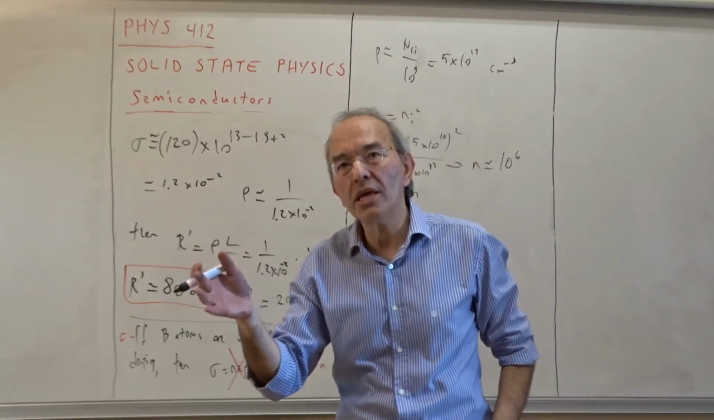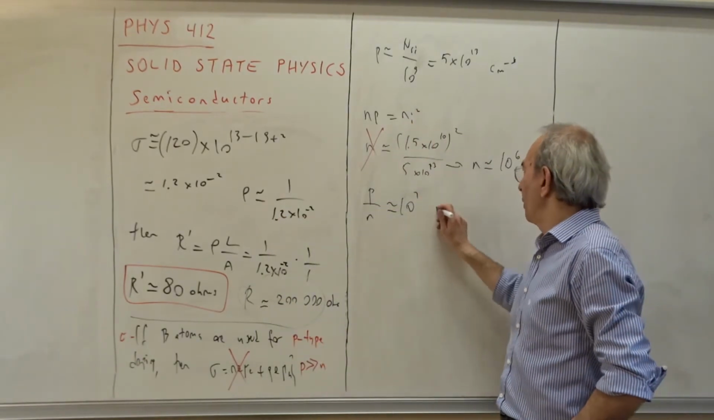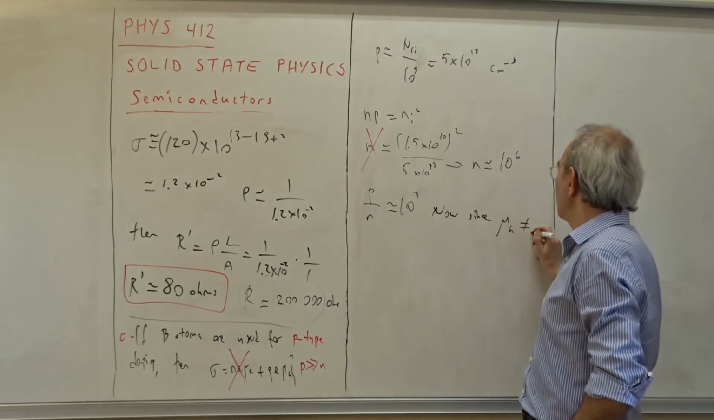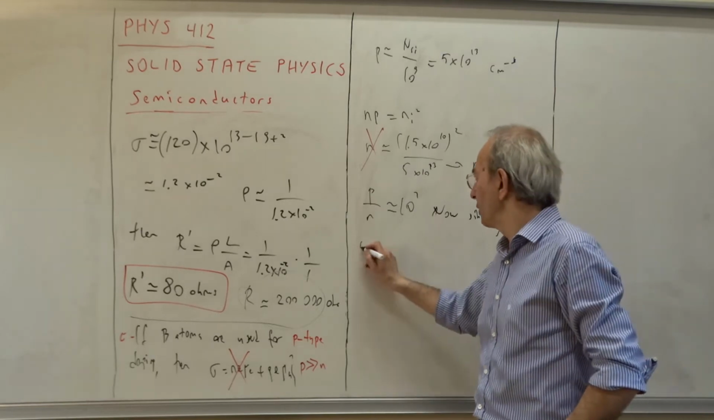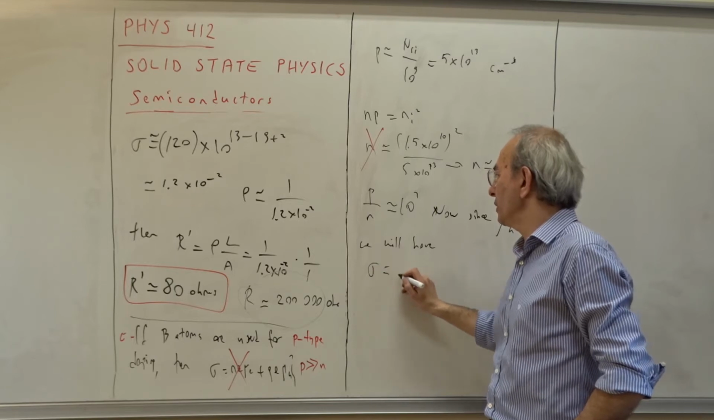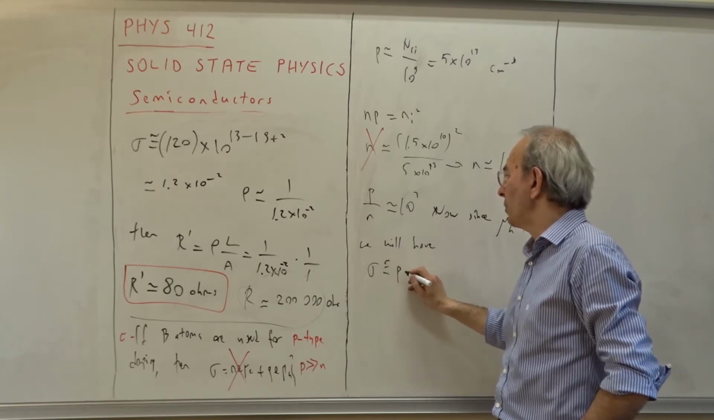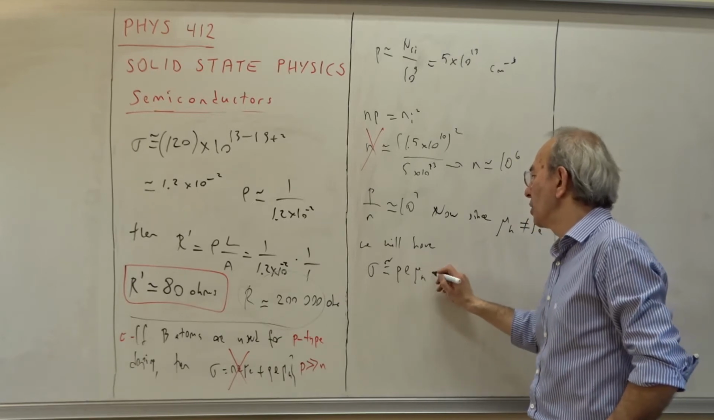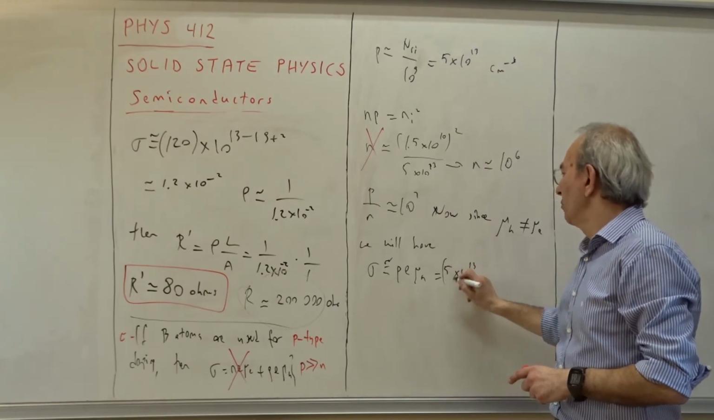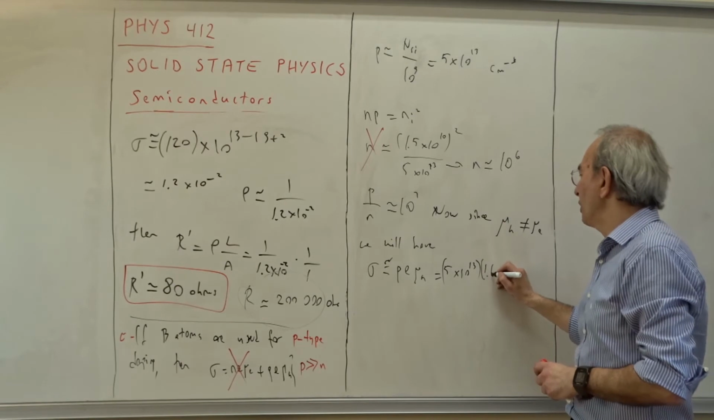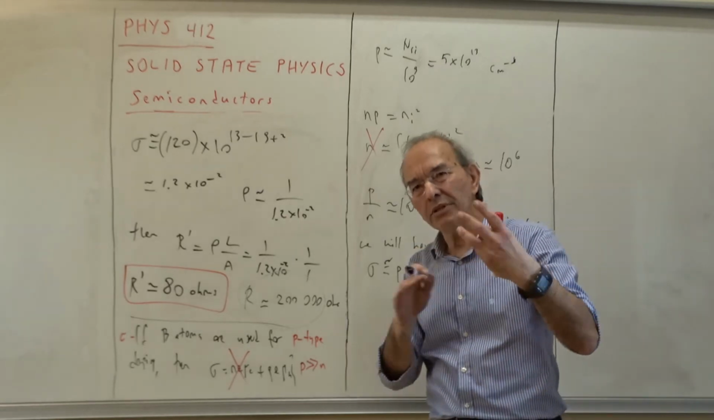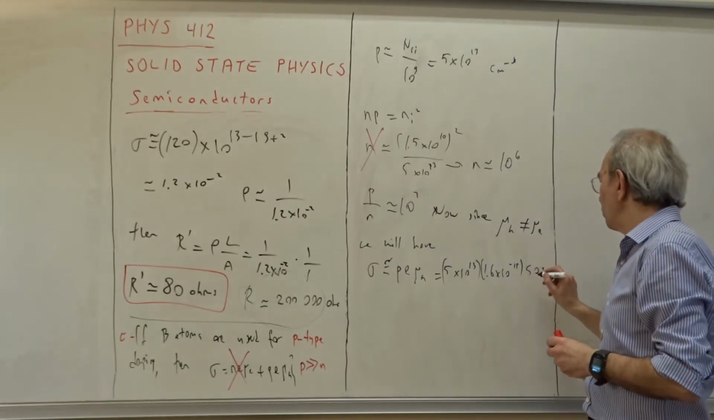But now, instead of mu E, we will use mu H. Since mu H is not the same as mu E, we will have a different result. We will have sigma is equal to P times approximately e mu H. P is 5 times 10 to the 13 multiplied by e, which is 1.6 times 10 to the minus 19. But the mobility for it, let's say 450, let me take it as 500. So this is approximately 500.